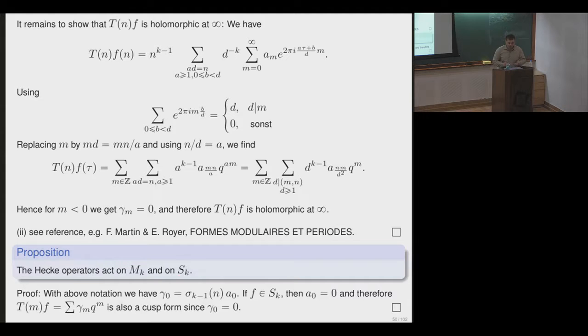So we just look at what's going on with the zeroth coefficient. But the zeroth coefficient is just a multiplication by some non-zero number of the zeroth coefficient in the Fourier expansion of our F. And if the a_0 is 0, then the new coefficient, gamma_0, is 0. And therefore, the action is preserving the cusp forms. Okay.